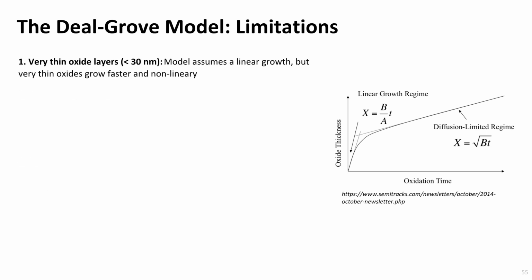For very thin layers, the model struggles to accurately predict the oxide growth during the initial stages, especially for oxide thicknesses below 30 nanometers. This is because the model assumes a linear growth, but in fact very thin oxides grow nonlinear and faster than the model predicts.